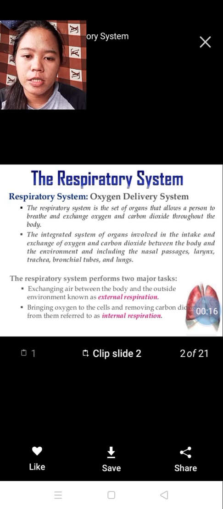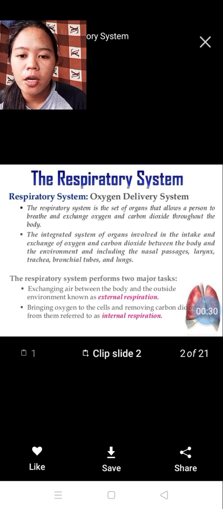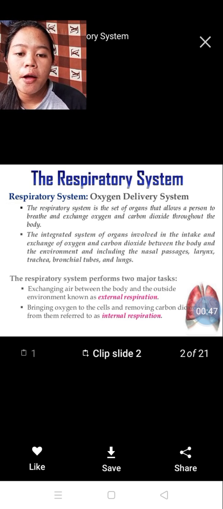So the respiratory system, which we call the oxygen delivery system. The respiratory system is the set of organs that allows a person to breathe and exchange oxygen and carbon dioxide throughout our body. It is the integrated system of organs involved in the intake and exchange of oxygen and carbon dioxide between the body and the environment, including the nasal passages, the larynx, trachea, bronchial tubes, and our lungs.